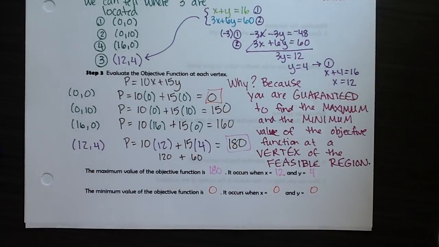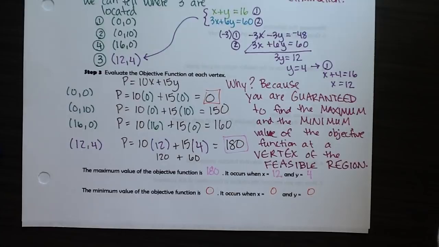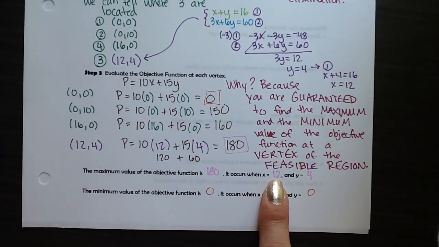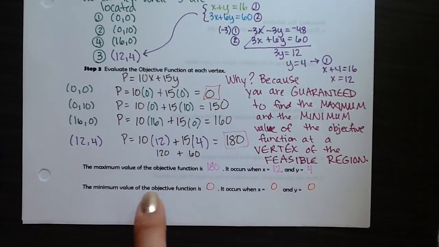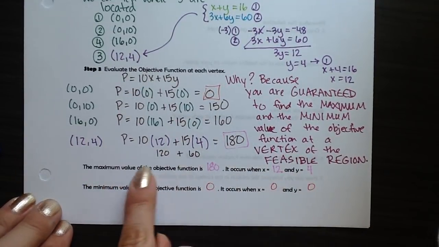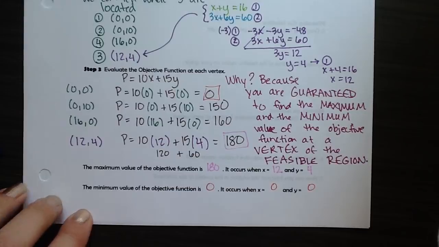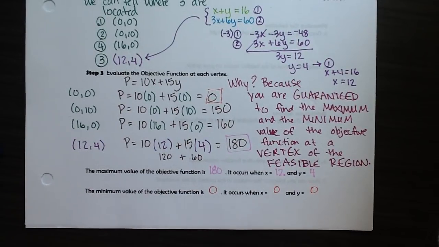Now when we work with actual story problems, we won't be saying that the value is 180. It will have units, like the maximum profit is $180, and these will also represent things like the number of gizmos we create and the number of gadgets we create or something like that. So in story problems, these will be more like sentences, but for now, we're just going to use x and y values.